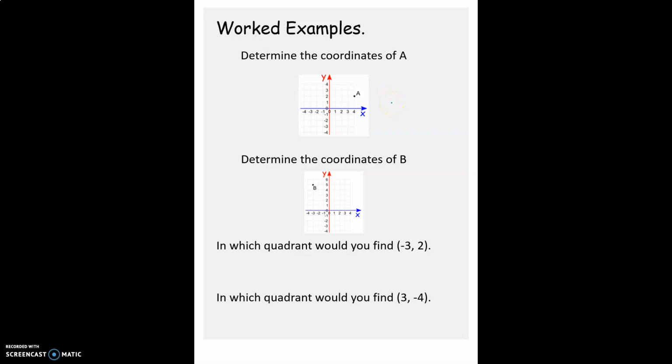Hi guys, so here are worked examples for determining the coordinates of a point on a Cartesian plane. So we've located our A point. It's in quadrant 1 where both our X and Y will be positive values.